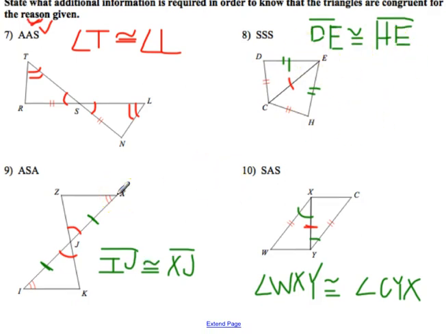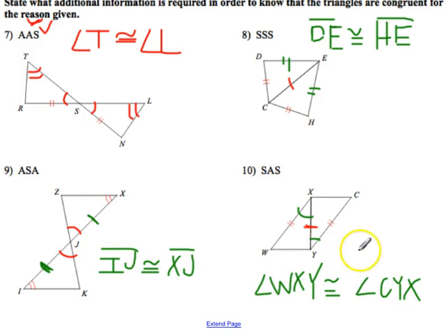Number 9, you could have marked vertical angles, and so then for angle, side, angle, you would have had to have the included side, and so it'd have to be this one right here. So you could have said IJ and XJ, or you could have said JI and JX, had to be congruent.